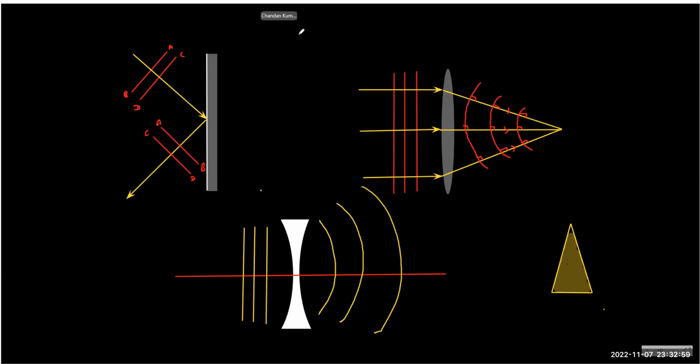So again, if this is your wavefront, can you draw the wavefront after refraction through the prism? If you know the basic idea about this, you can draw. It's not difficult. And you can also understand that if it is a curved surface, the wavefront becomes curved. If it is a plane surface, the wavefront remains plane. So in case of prism, what will happen? The ray will only bend.